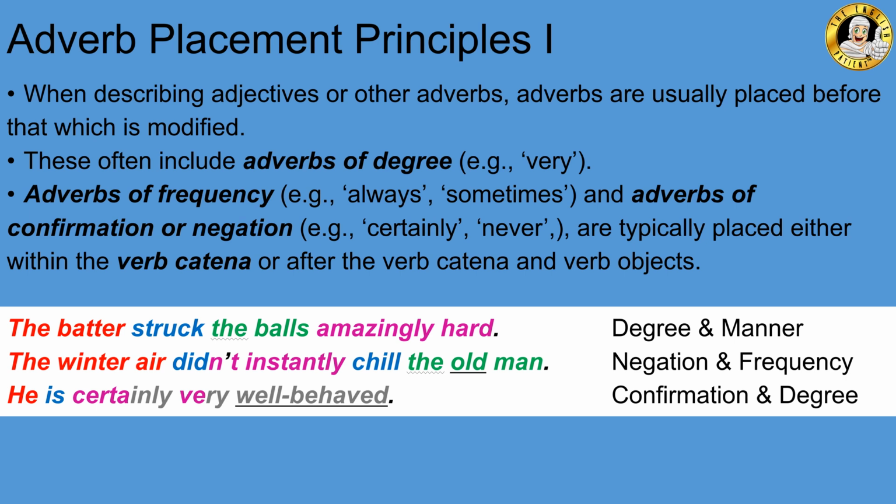Now, certainly is an adverb of confirmation, and very is an adverb of degree. So certainly is saying yes, and then very is describing the degree in which the person is well behaved.